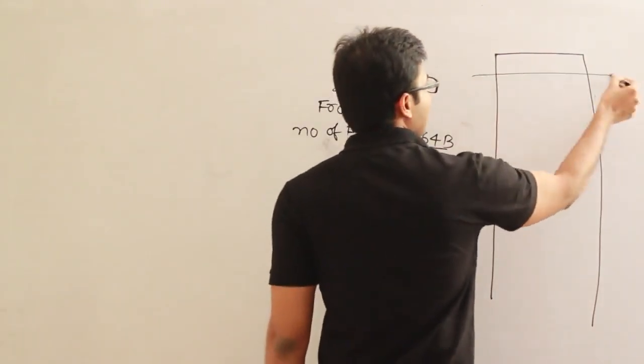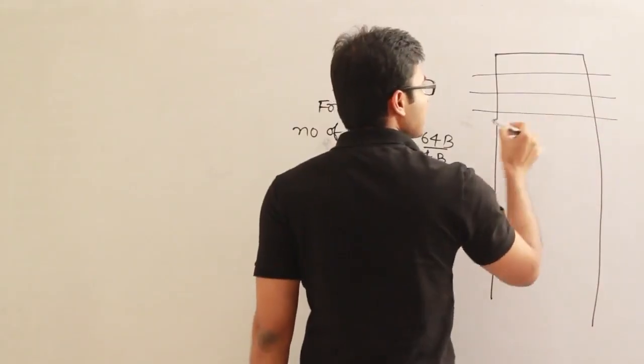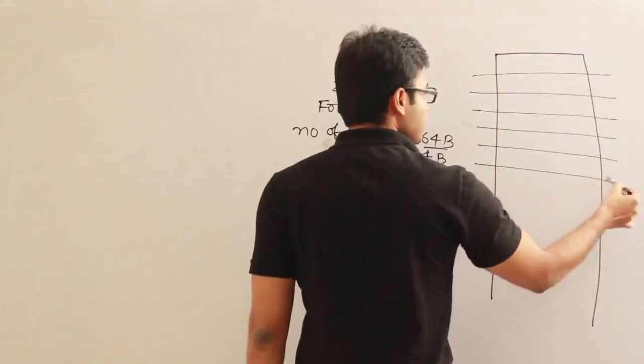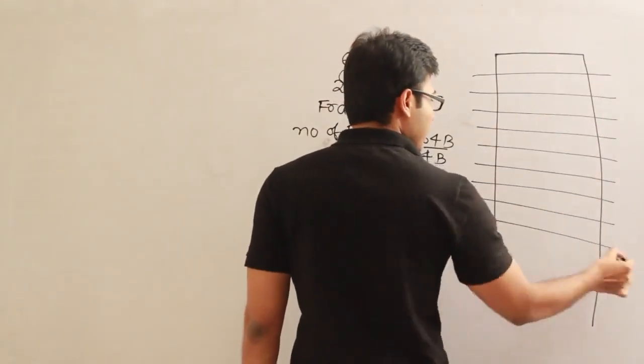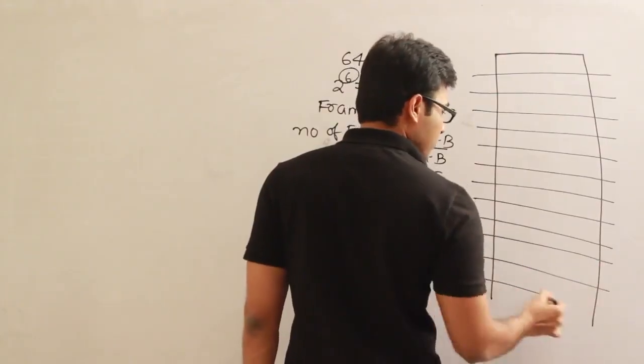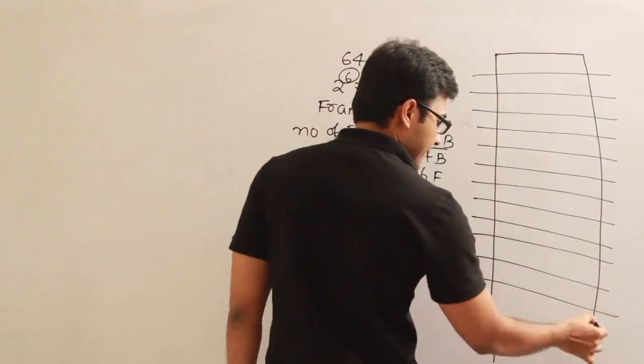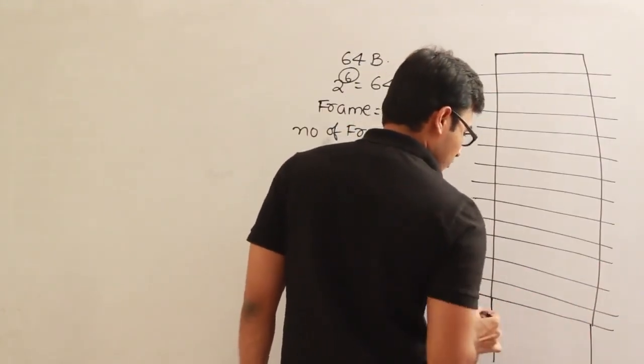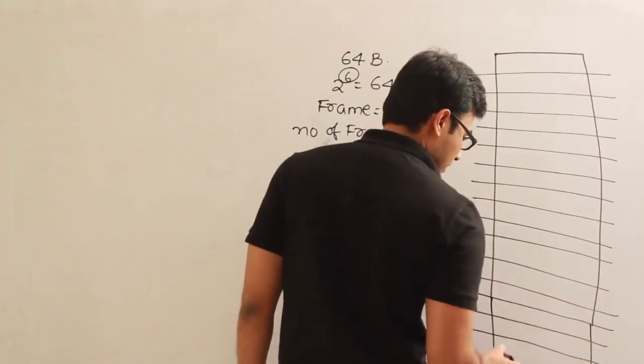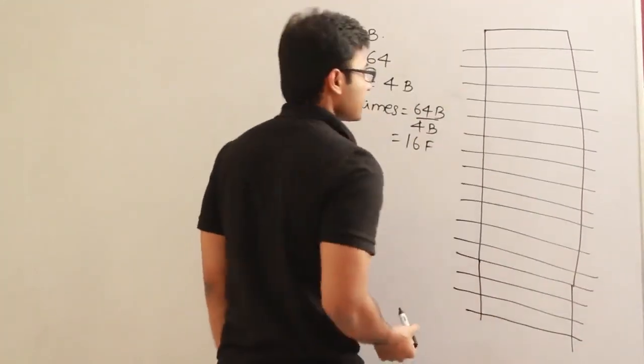So now 1 2 3 4 5 6 7 8 9 10 11 12 13 14 15 and 16, right?